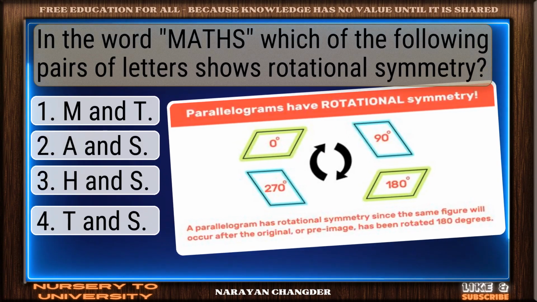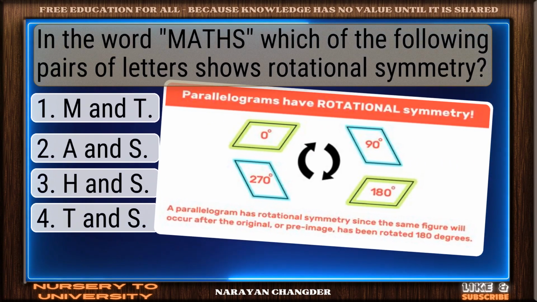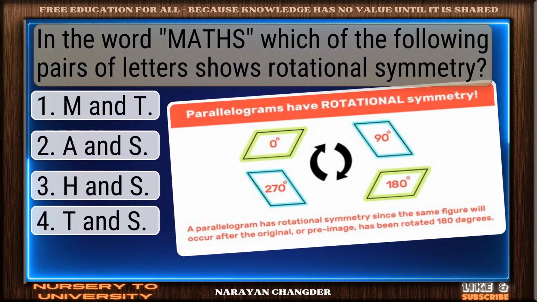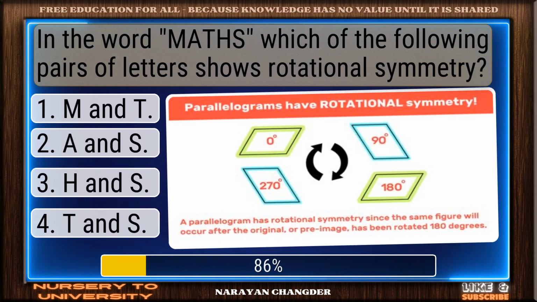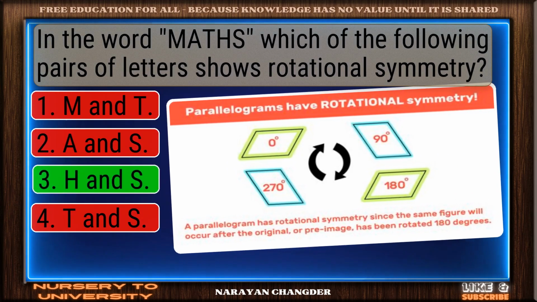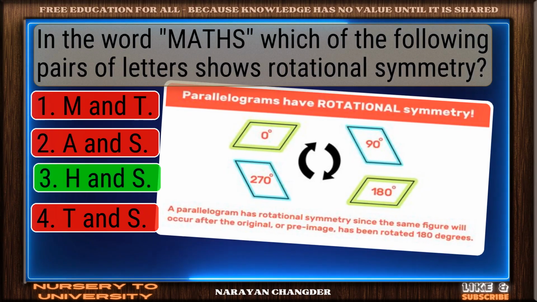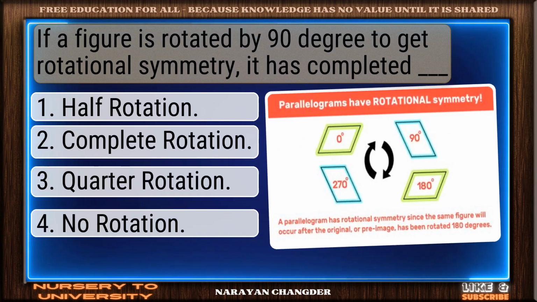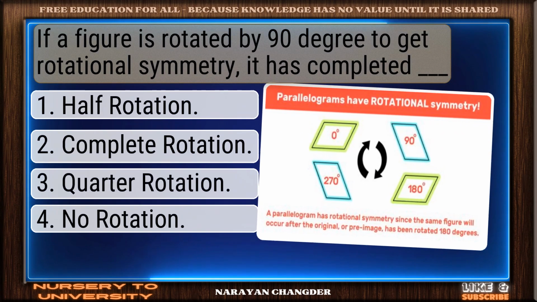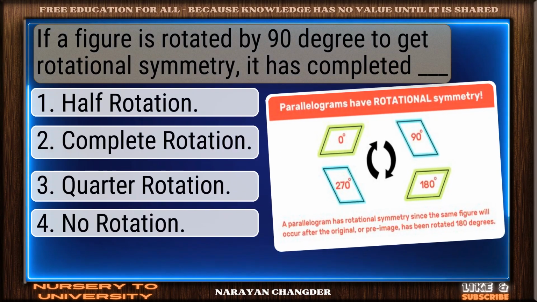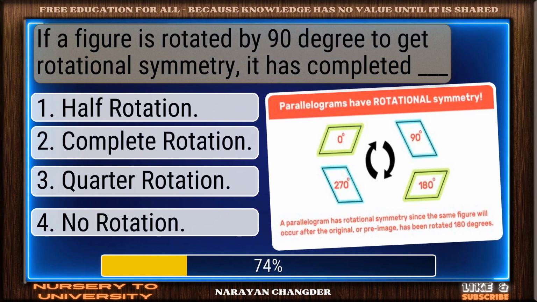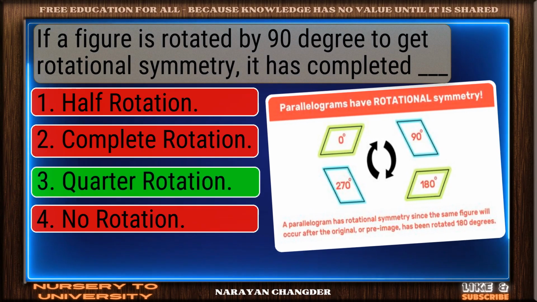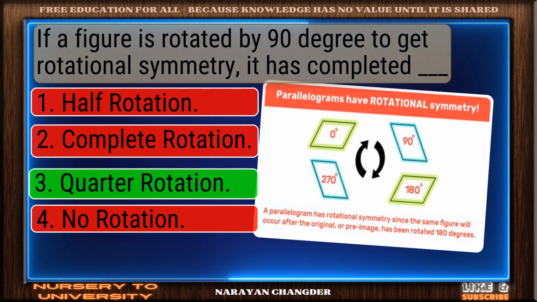In the word maths, which of the following pairs of letters shows rotational symmetry? Sharp thinking. H and S is the right choice. If a figure is rotated by 90 degrees to get rotational symmetry, it has completed dash. Perfect. Quarter rotation is the correct choice.